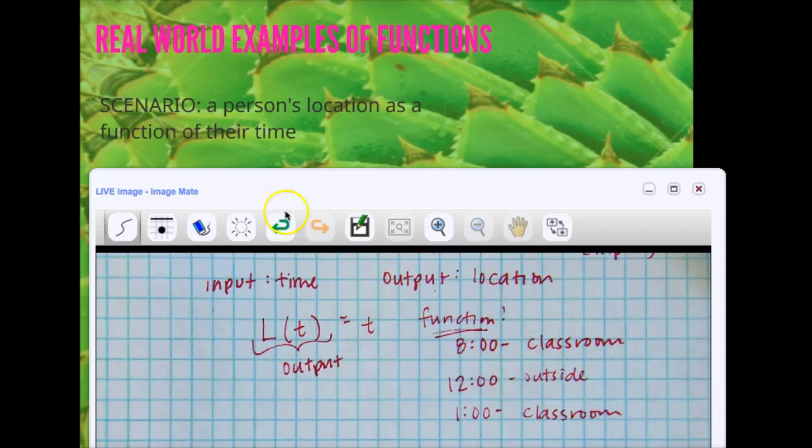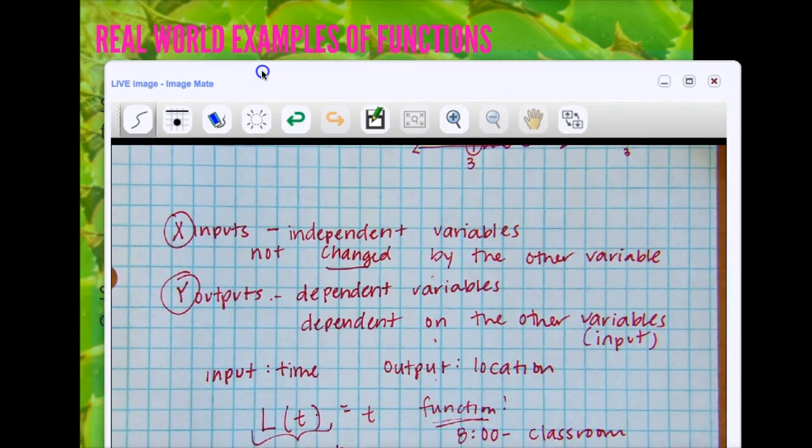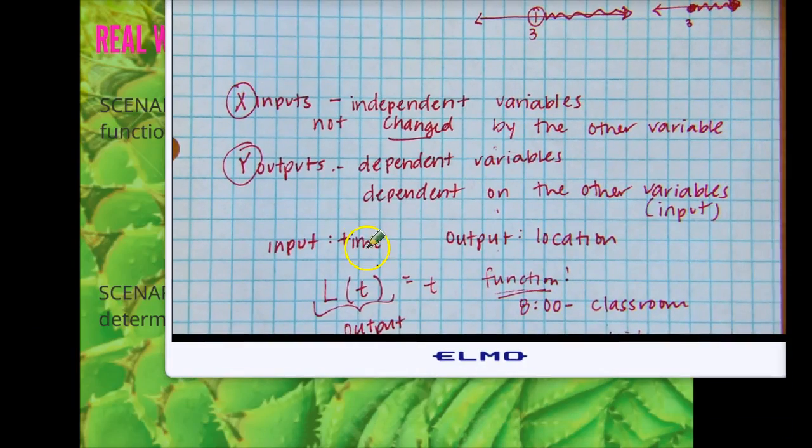Let's look at the second scenario. In this case, I'm looking at the height of any student determined by their age. I want you to ask yourself, what is the input of this function? What is the output? So what is my independent variable? What is my dependent variable? Take some time to consider.